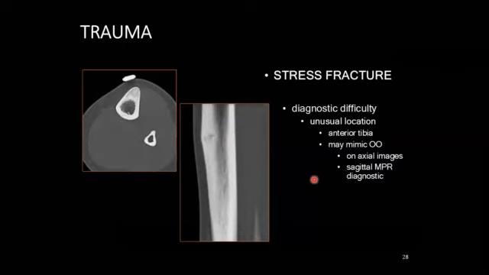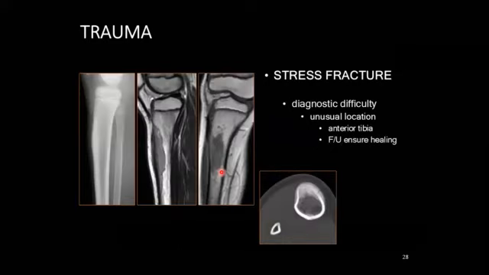The sagittal multiplanar reconstruction can help. If you look carefully, you can see the fracture line with the surrounding sclerosis as part of the healing process. Also, the same fracture that we saw in the previous image will present on the MRI as this abnormality involving the anterior surface of the tibia, with hypointense signal, and if you follow it up, it will heal. So the follow-up is important to ensure the healing of the stress fracture.